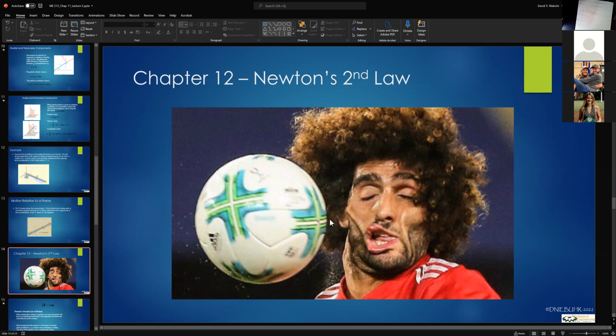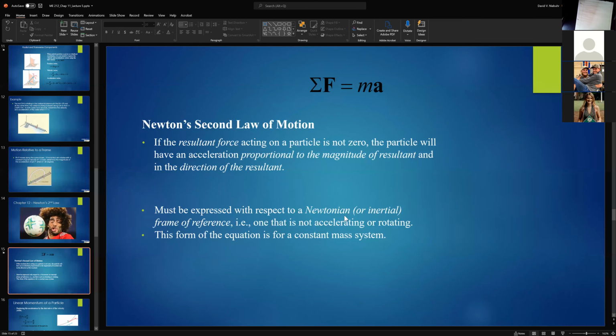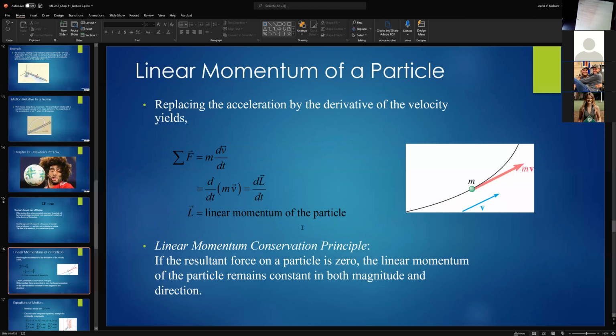So we started with the free body diagram. Now we're going to add what's called a mass acceleration diagram, or sometimes a kinetic diagram, as in your book. And so this is just describing what F equals ma is, just a definition. So here we have linear momentum.